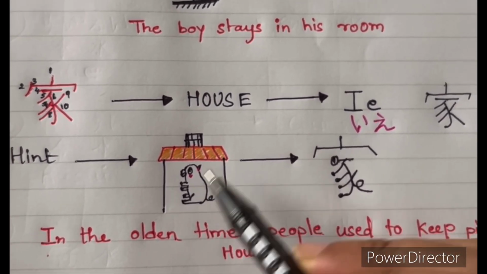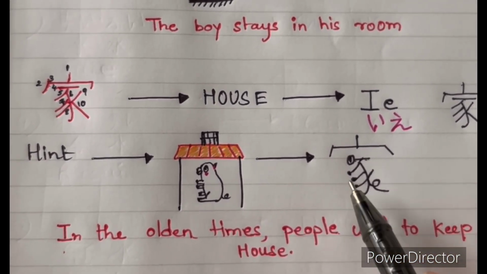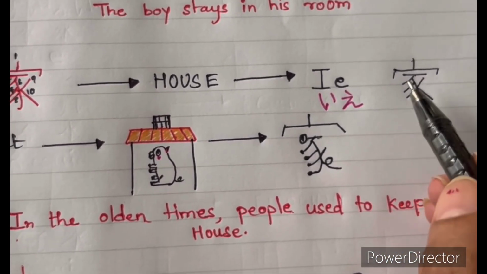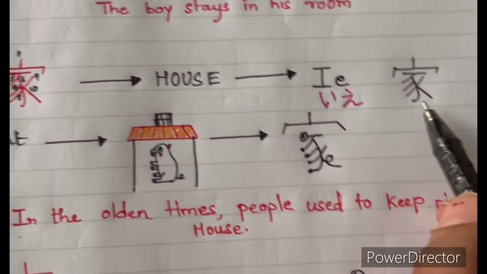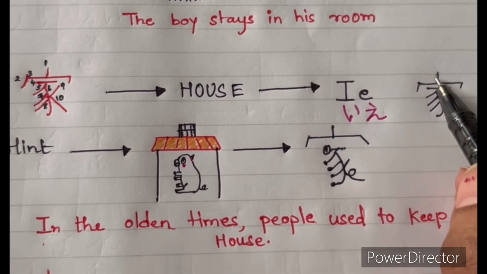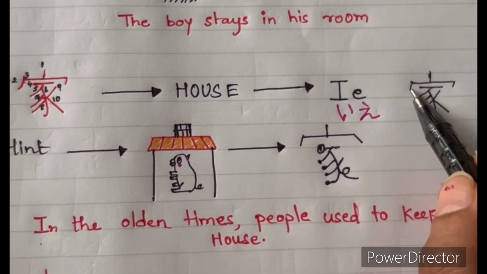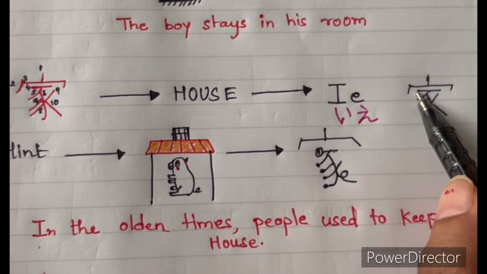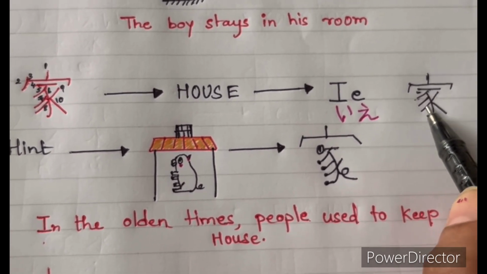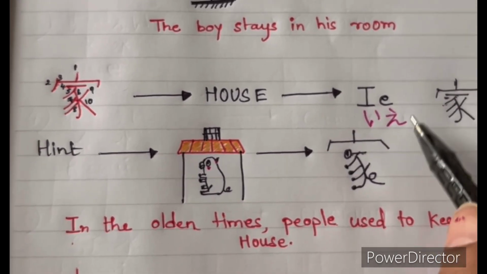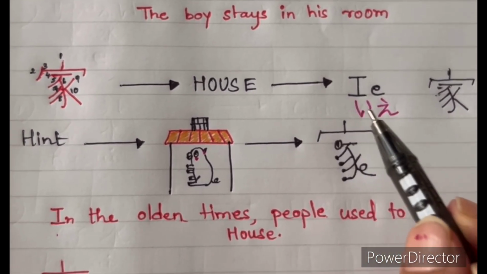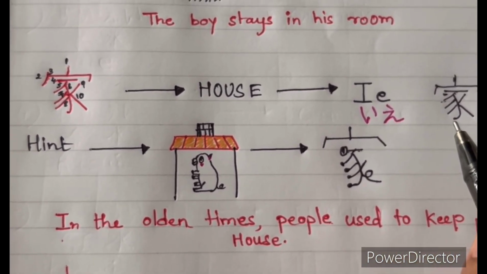So this image becomes the kanji like this. Can you recognize it now? Yes, this is the head of the pig and these are the legs and this one is the tail and this is the house. Okay, so this is the first stroke, second stroke, third stroke, fourth stroke, fifth stroke, sixth stroke, 7th, 8th, 9th and 10th. So 10 strokes make the kanji house, which is called ie in Japanese.